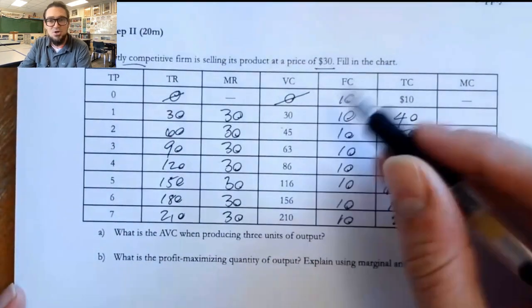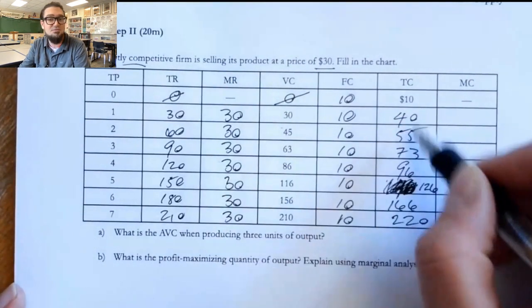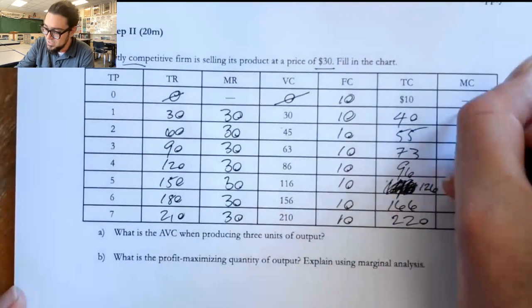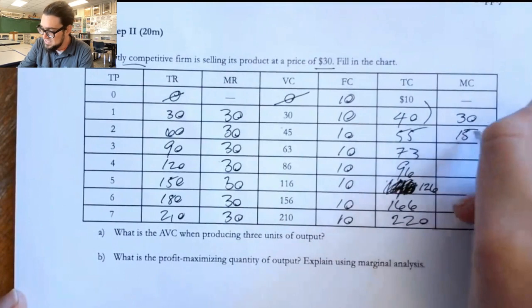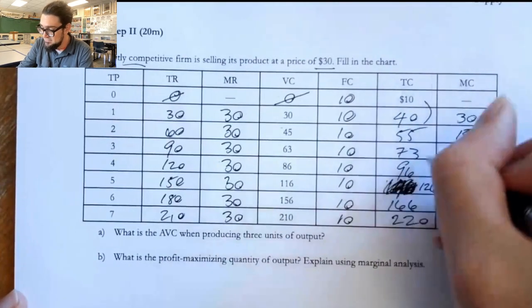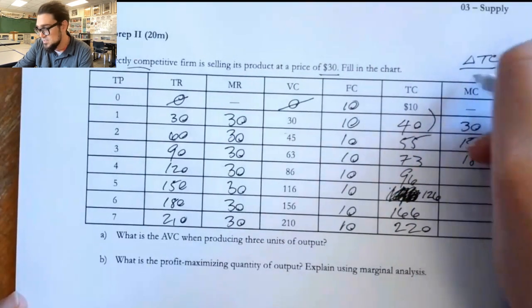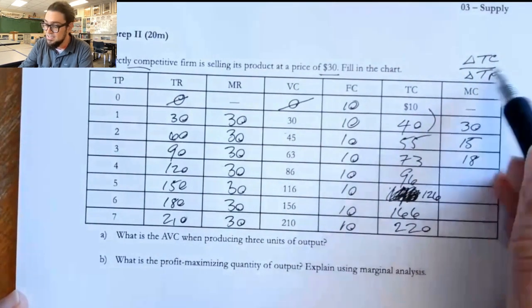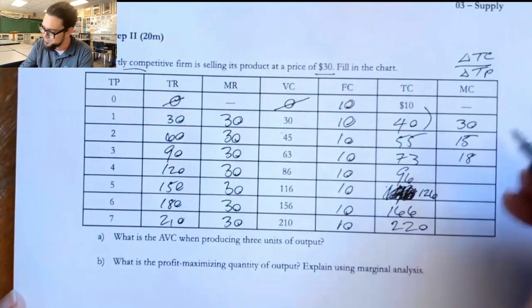And now we can do the marginal costs. You could do marginal cost by finding the change in the variable cost, or you could find it with the change in total cost. Either one should end up with the same number. So we have 10 and then 15 and then 18 from 55 to 73. And this is actually the change in total cost over the change in total product. We're just finding the change in total cost because the change in total product is 1 every single time.